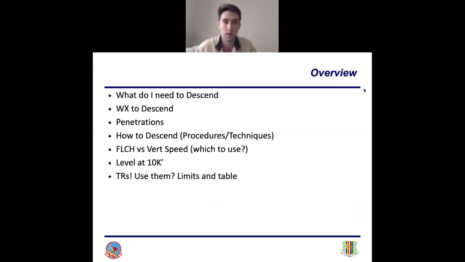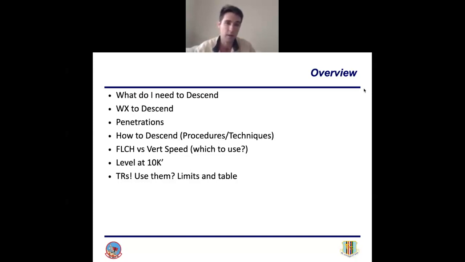So, descent planning. Here's what we're going to go over. What do I need to descend? The weather to descend. Penetrations, in relation to descents. I went back a chapter in the Dash 1 and grabbed some stuff about penetrations as well. How to descend, the procedures and the techniques, flitch versus vert speed and which to use. It's up to you. There's also VNAV, but Leiter had already given his full brief on VNAV that was much more in depth than I was going to go into. So if you want to use VNAV, that's also a third option that you have.